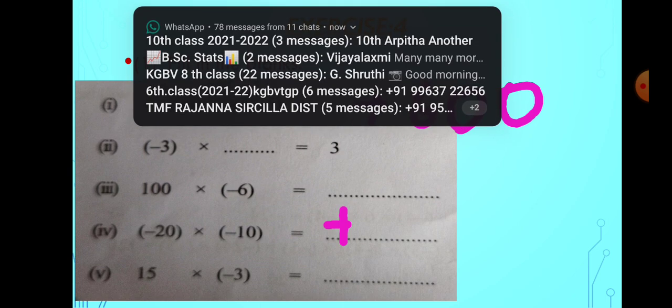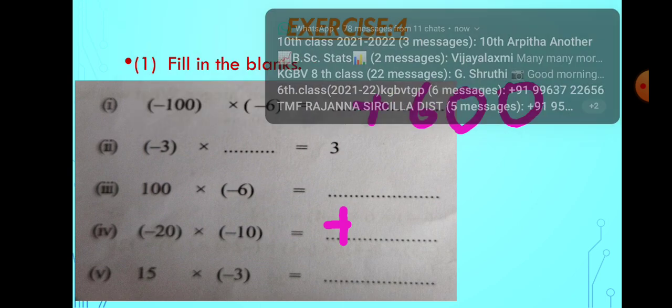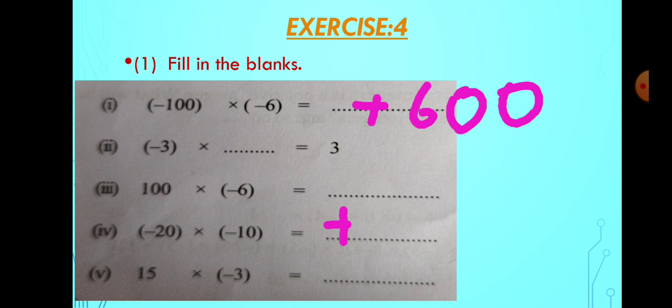Next, minus 3 into dash is equal to 3. When we get 3 by multiplying 3 with something, think of the 3 table, 3 ones are 3. So write 1. In the answer we have a plus symbol, but the question has minus 3. We get a plus symbol only with 2 positive signs or 2 negative signs, but here one negative symbol is there, so we can take the other one also as negative, that is minus 1.